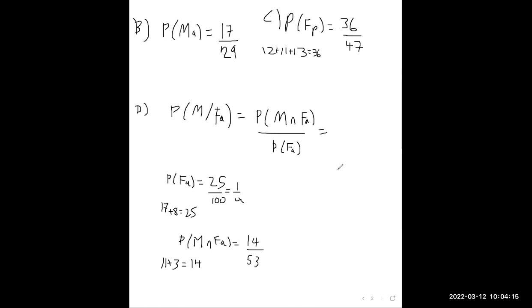Males and failing is definitely 14 out of 53. Male and failing, 14 out of 53. Just leave that one. Go to E. Just put an asterisk beside it because it has to be 14 out of 53. There's nothing wrong with the computation. Male and failing is 14 out of 53.